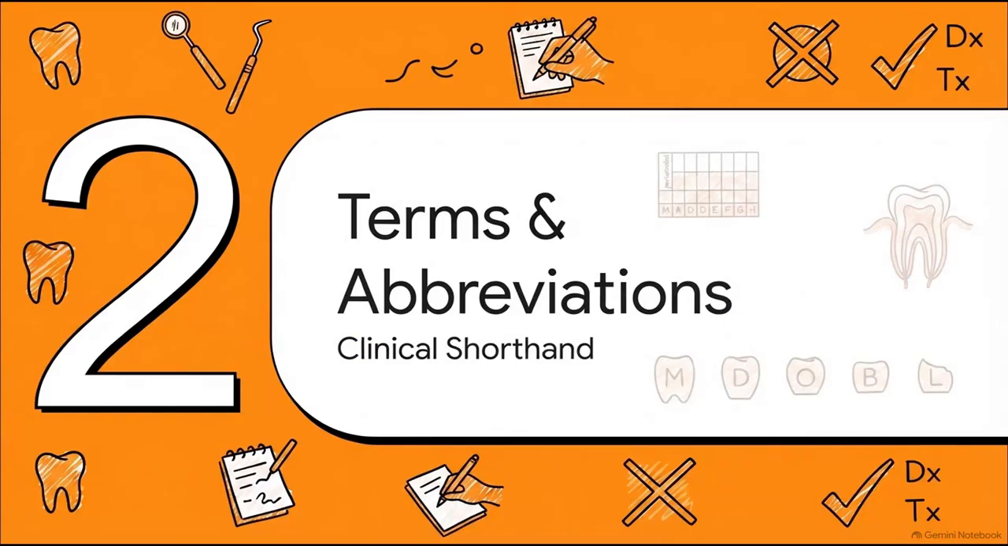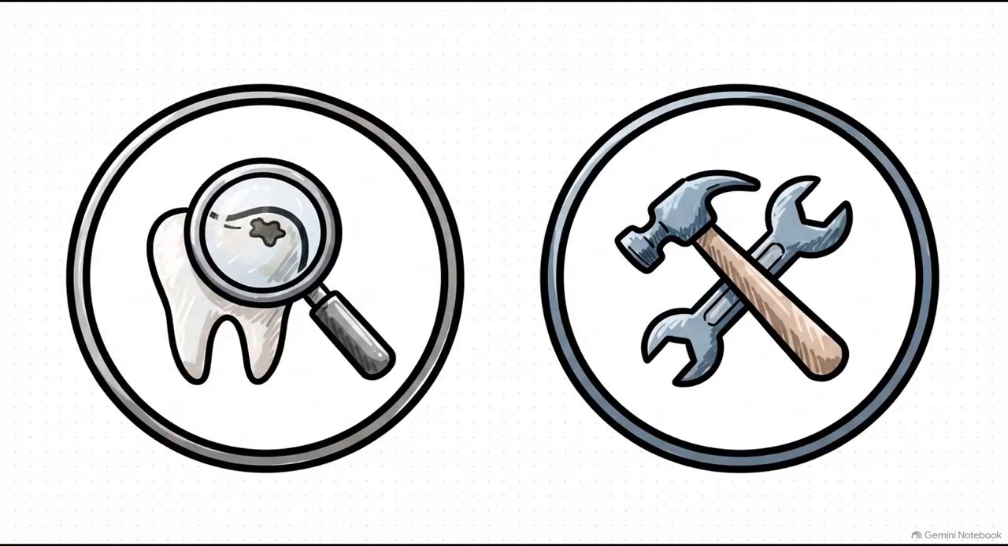That brings us to Section 2, Common Terms and Abbreviations. Let's talk clinical shorthand. Listen, medical coders and billers must be completely fluent in the clinical shorthand used in patient charts. If you can't read the shorthand, you can't accurately bill the procedure. It is absolutely essential to distinguish between what the dentist finds, which is your diagnosis, and what the dentist actually does, which is the treatment.